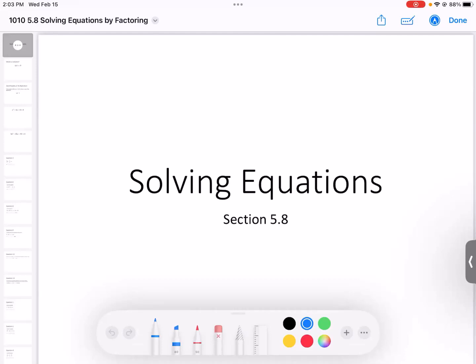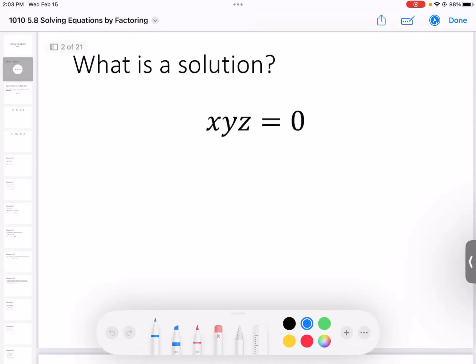Okay, awesome. So let's go ahead and get started on section 5.8. Section 5.8 is about using factoring to solve equations. To start our discussion about this, let's remind ourselves what a solution is. When we're looking for a solution to an equation, we're looking for something that makes the equation true. Like if you replace the variables with these numbers, it makes the equation true.